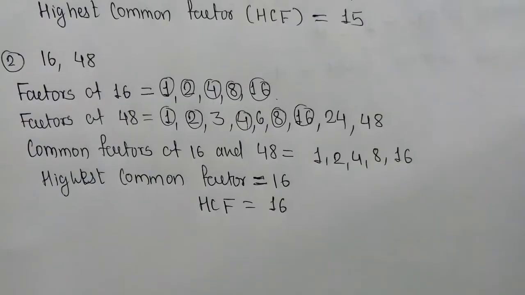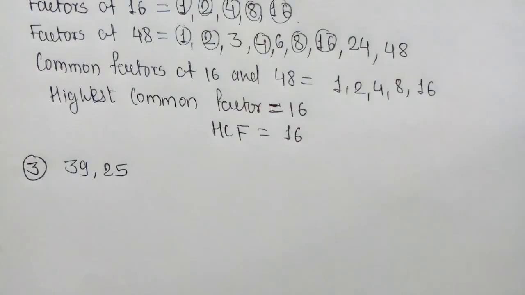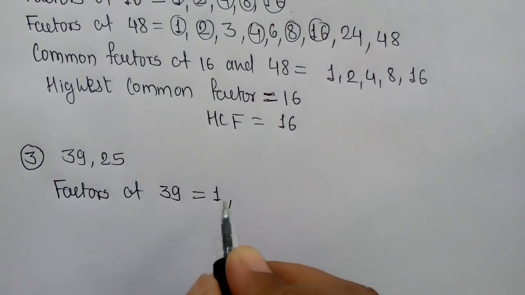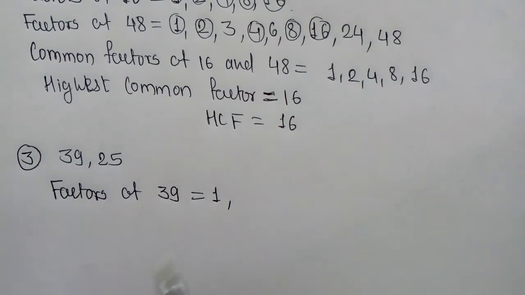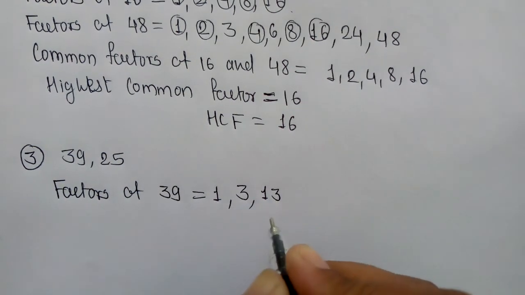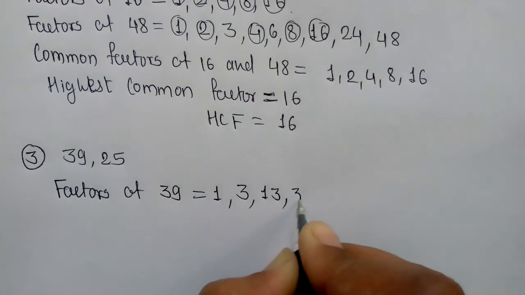Okay. Now see the third example: 39 and 25. So, the factors of 39. Yes, 1 is there. 2 is not there, because the unit place is 9. 3: 9 plus 3 is 12, yes, 3 is a factor of 39. 4 is also not there. 5 is also not there. 6 is also not there. 7, 8, 9, 10, no. 11 is also not there. 12, no. 13, directly 13, 13 threes are 39. And the next factor is directly 39.